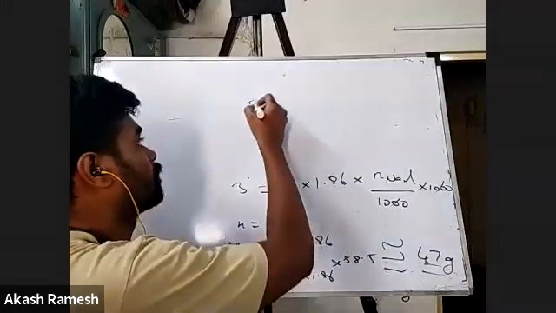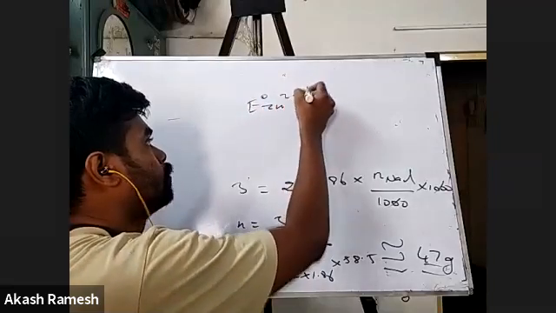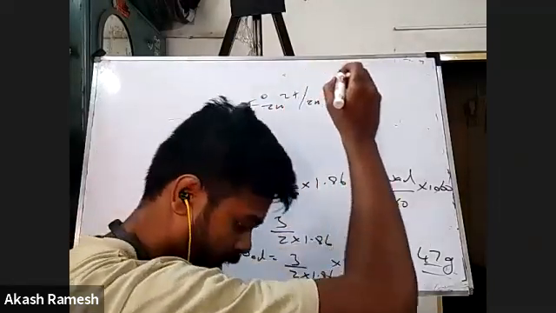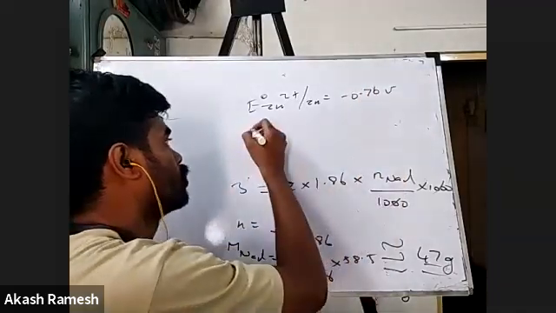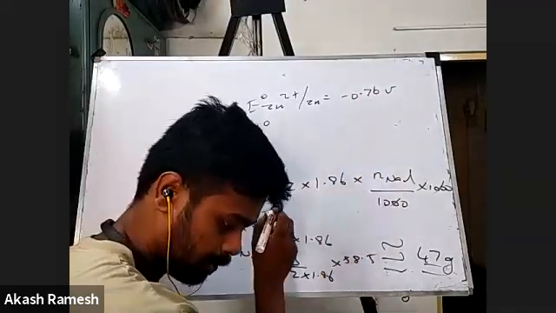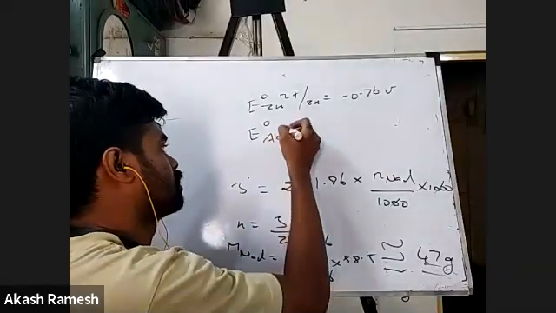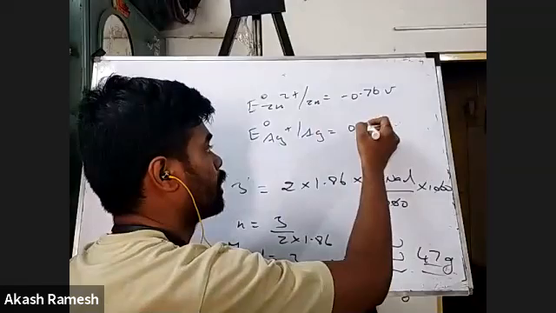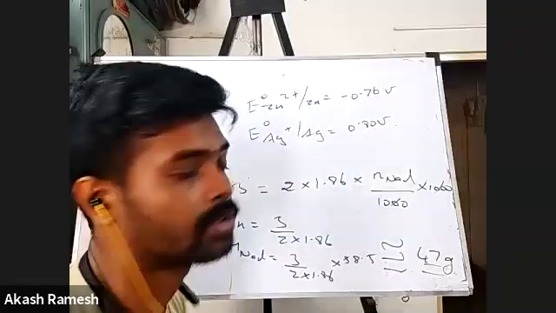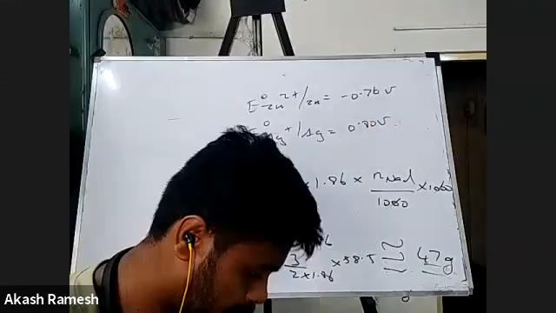So E naught Zn2+|Zn is given as minus 0.76 volts. E naught Ag+|Ag is given as plus 0.80 volts. So I'll repeat the question.